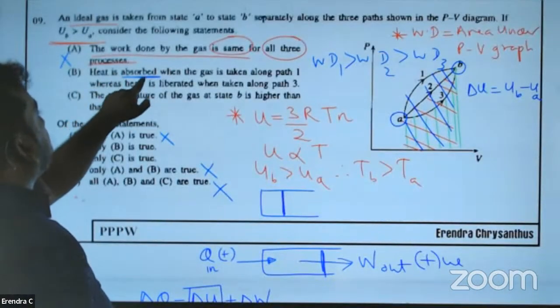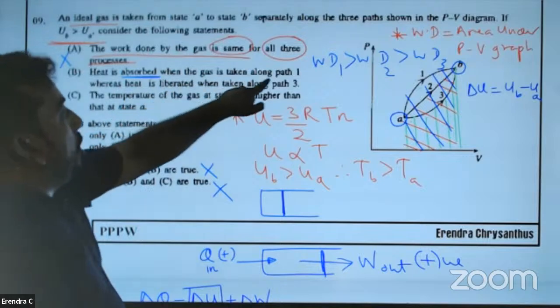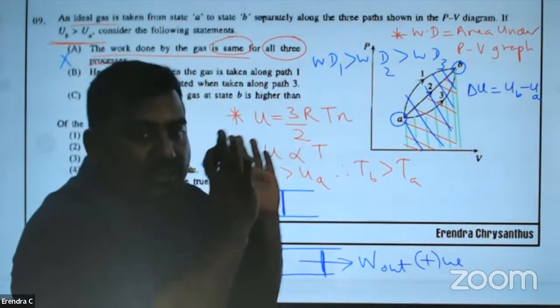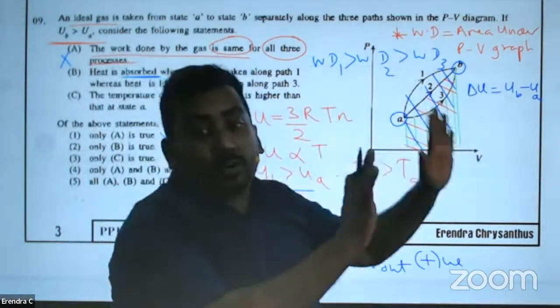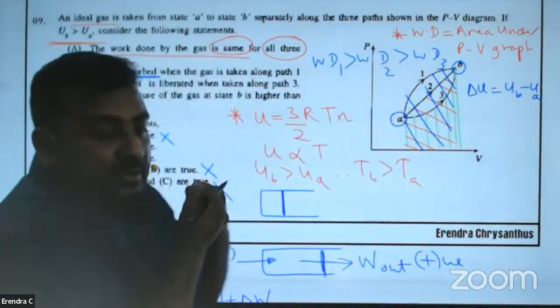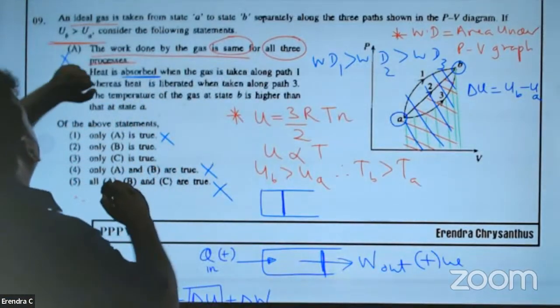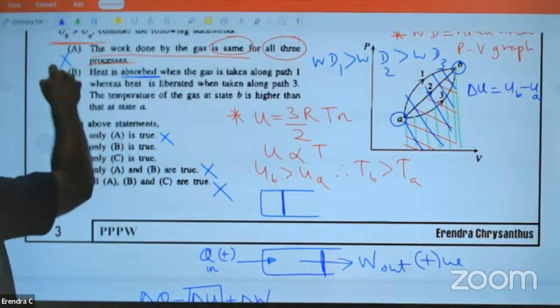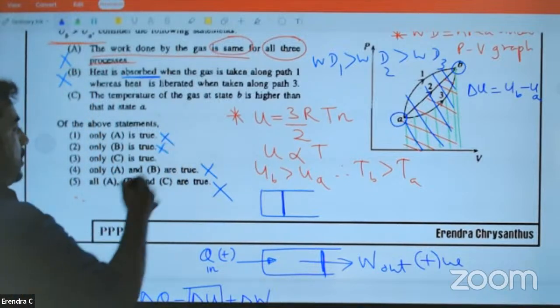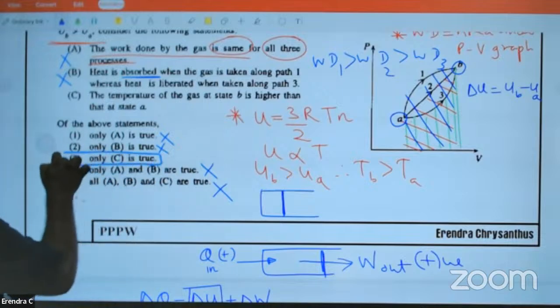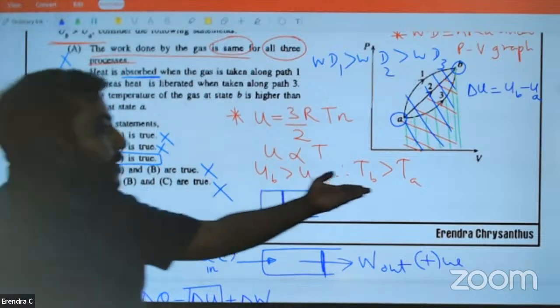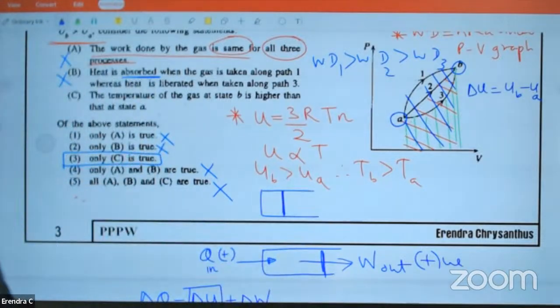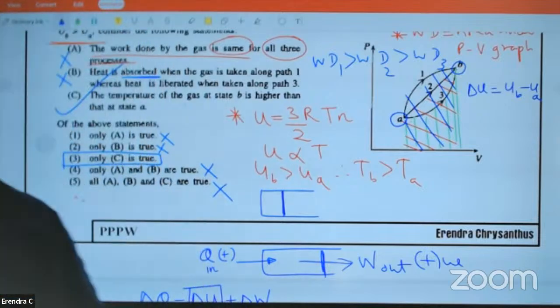Statement A says heat is absorbed along path 1. Absorb means taken in. Yes, correct. While heat is liberated along path 3, given out. Wrong. All three are taking in. Statement B is wrong. Wherever B is wrong, your only obvious answer is C. But let's see why. Temperature at B is higher than A. We have found that. That means only C is correct.